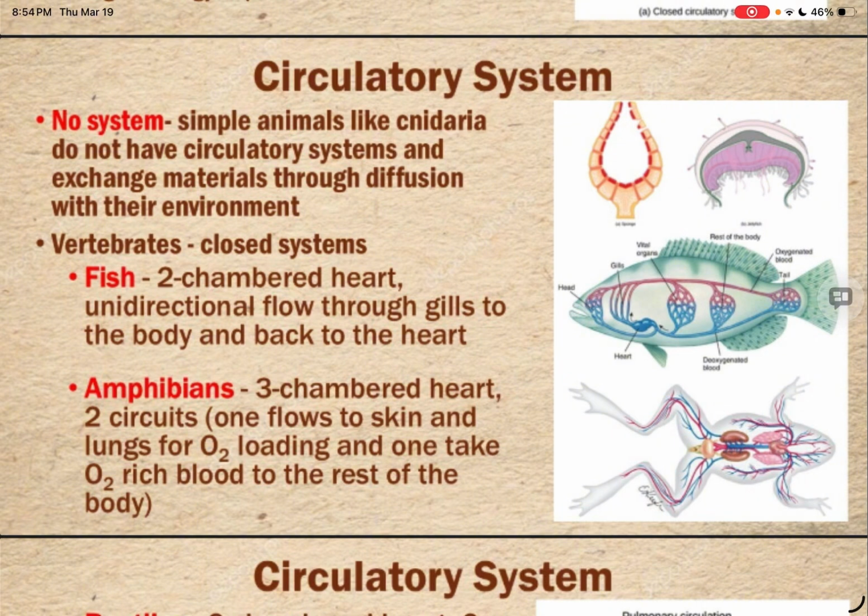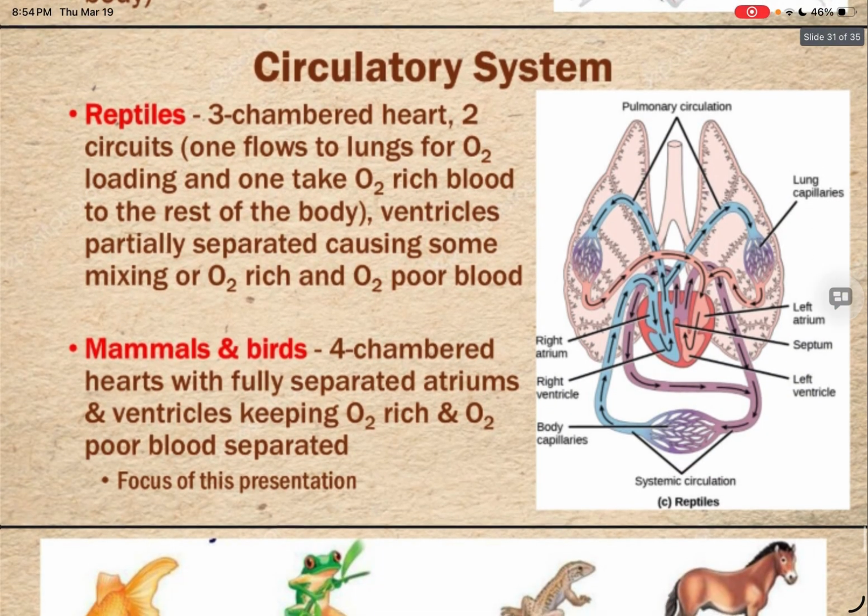Vertebrates have closed systems. So fish have two-chambered hearts, unidirectional flow through their gills and the body and back to the heart. Amphibians have a three-chambered heart, two circuits, one flows to the skin and lungs for oxygen loading, and one takes the oxygen-rich blood to the rest of the body. Reptiles have three-chambered hearts, two circuits, one flows to the lungs for oxygen loading, and one takes the oxygen-rich blood to the rest of the body.